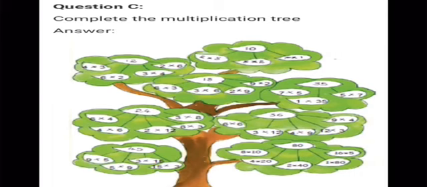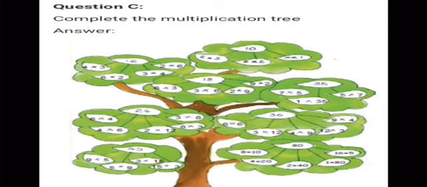36. 6 6s are 36, 3 into 12 is 36, 4 9s are 36, 12 3s are 36, 9 4s are 36. 45, 9 5s are 45, 5 9s are 45, 3 into 15 is 45 and 15 into 3 is also 45. 80, 8 into 10 is 80, 4 into 20 is 80, then 2 into 40 is also 80 and 1 into 80 is also 80 and 16 into 5 is also 80.